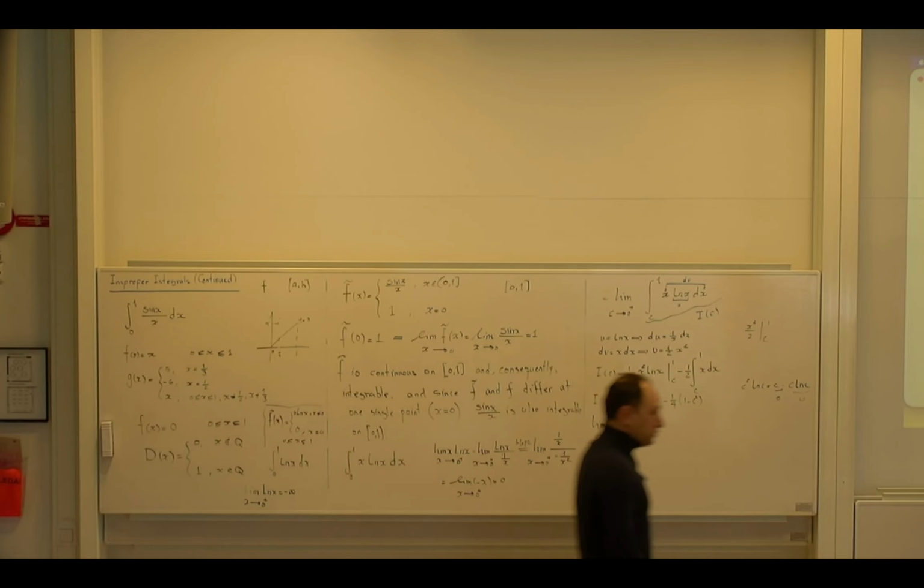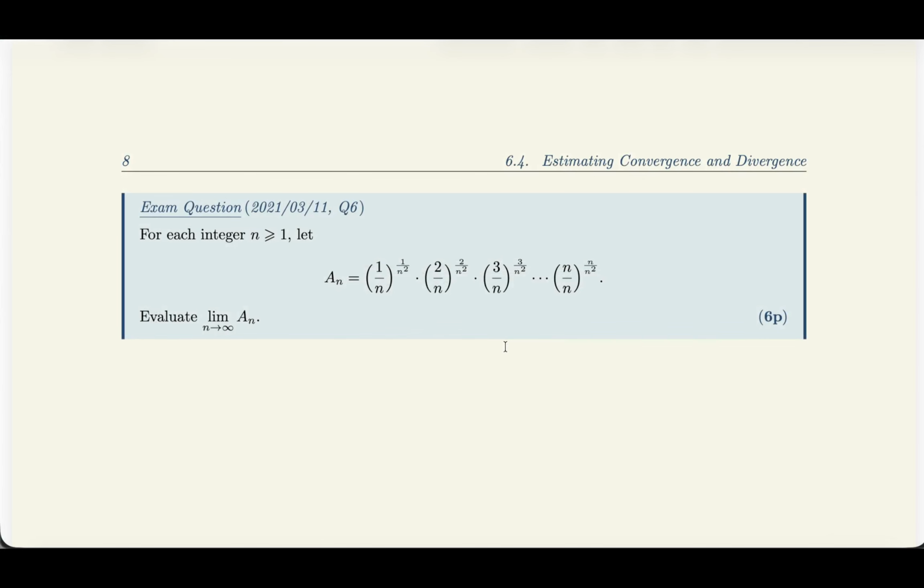If you don't mind, let me immediately go to the exam question that I was talking about. Maybe it was a better idea if I had written it there. So this is a little bit complicated question, and this is exam question number 6. For each integer n greater than or equal to 1, an is defined in this weird way. We're supposed to calculate the limit of this function. Okay? So let me write this on the board here.